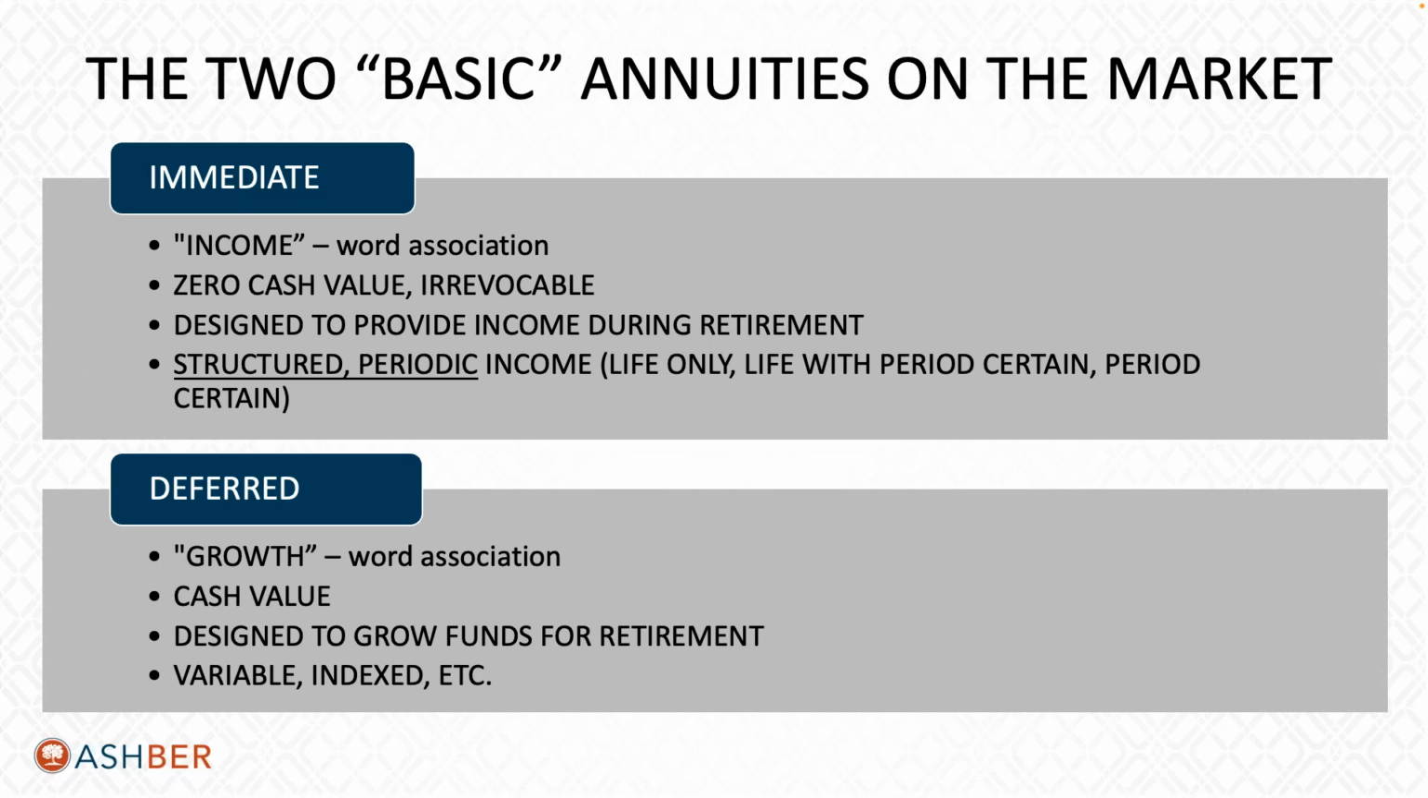we have to understand the 2 basic types of annuities, which are immediate and deferred. And I use a word association with these 2 annuity types. Immediate is income and deferred is growth. So deferred is always going to have a cash value, whereas an immediate annuity is a structured income stream, kind of like a structured settlement, if you will. But it's going to provide income guaranteed for a specific period of time.